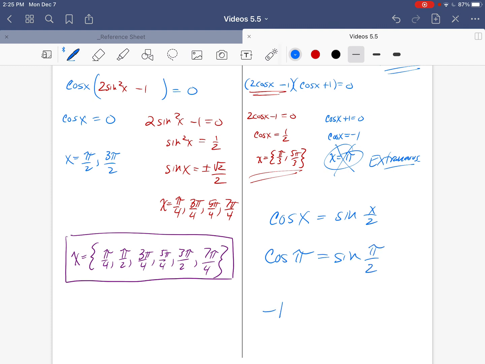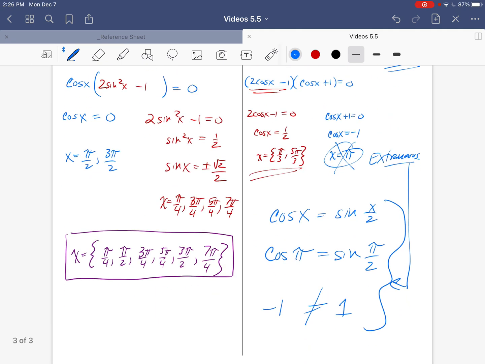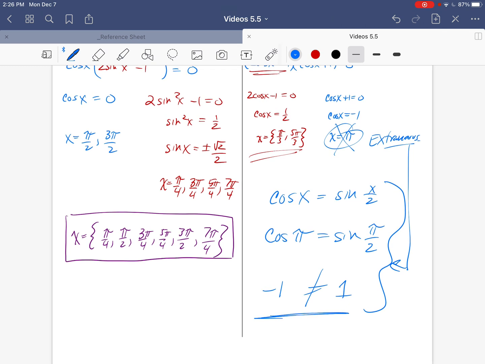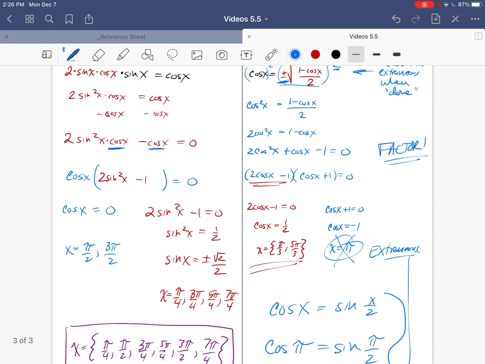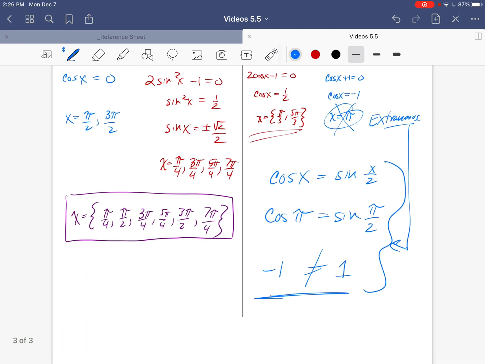Cosine of pi is -1. Sine of pi over 2 is +1. Those are not equal to each other. That's why it's extraneous. Remember back here we squared both sides. That would have made this thing true, even though it's false. And that's the introduction of the extraneous solution and why we need to check for them when squaring. So shoot me any messages with any questions you might have, but in this particular instance, these are our 2 valid solutions. I'll talk to you soon.